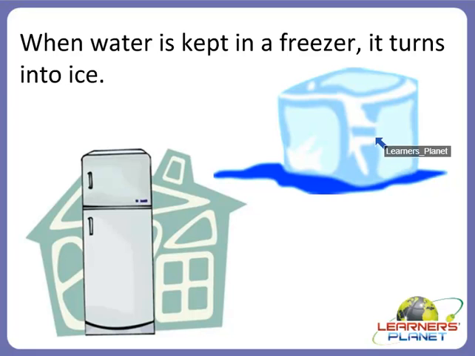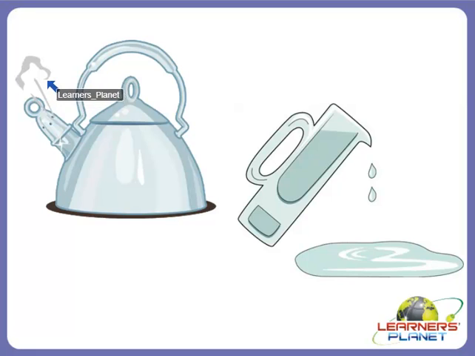So children, we can say that ice is the solid form of water and steam is the gas form, and the last one is water. Water is the liquid form. So water exists mainly in three forms.